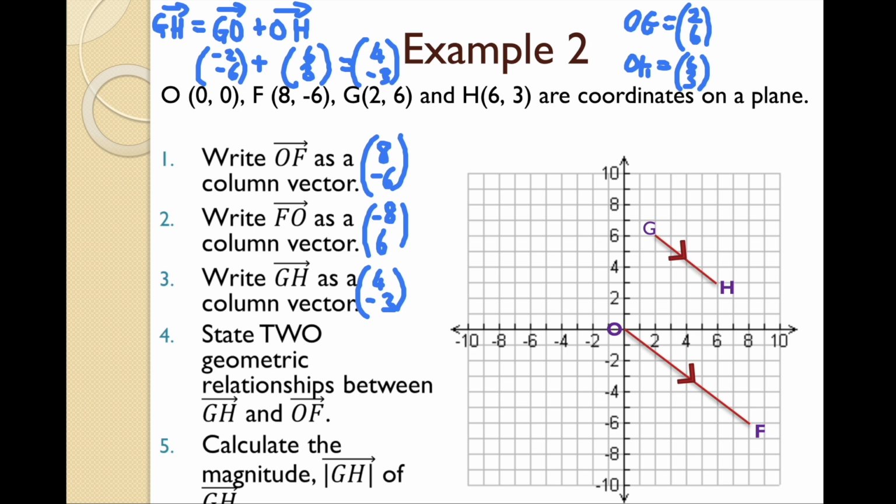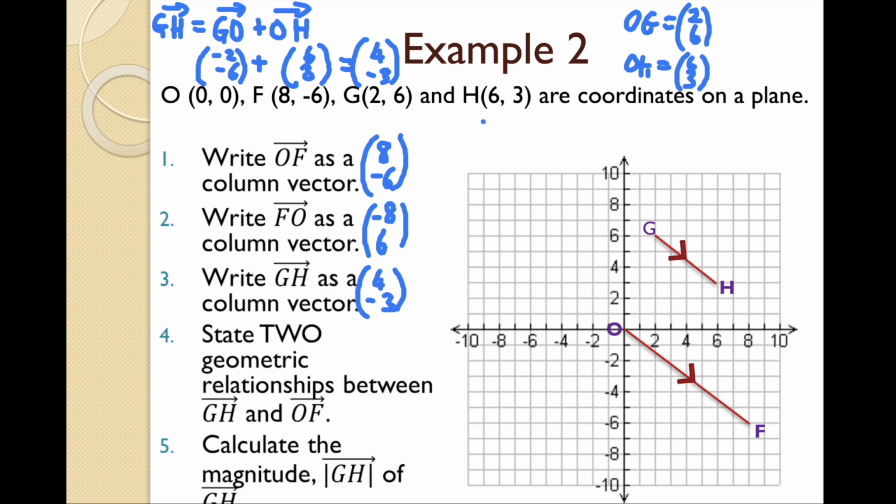So, next part now. Two geometric relationships between GH and OF. Off the bat, what is it? Excellent. They're both parallel, and OF is twice the size of GH.